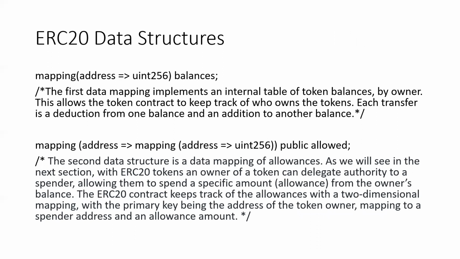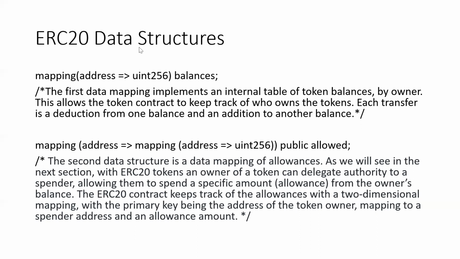If you examine any ERC20 implementation, you'll see that it's going to contain two data structures, one to track balances and one to track allowances. And in Solidity, these things are implemented with mappings. So our first data mapping implements an internal table of token balances by owner. This allows the token contract to keep track of who owns the tokens. Each transfer is a deduction from one balance in addition to another balance.